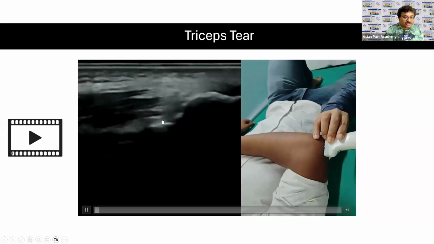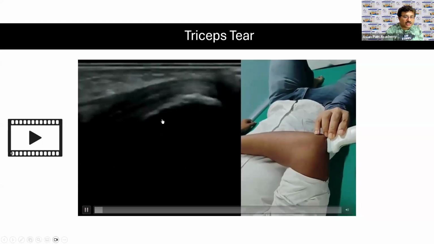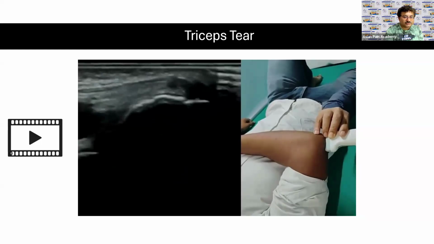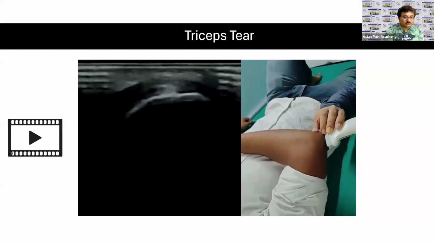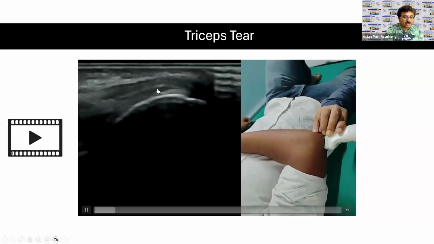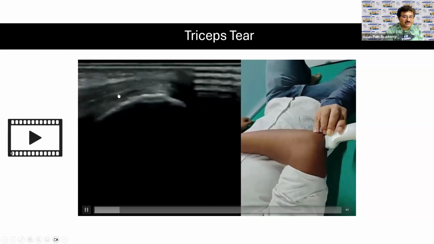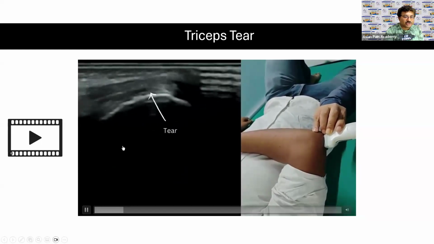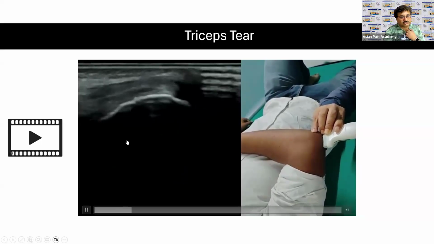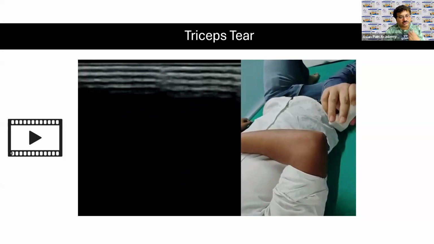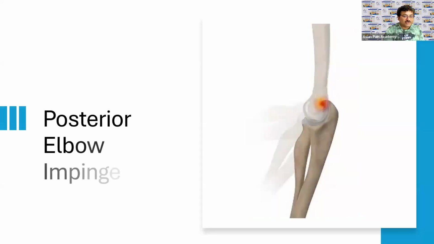Okay, next here is an image of the triceps tear. In the posterior elbow there could be a tear in the triceps as well. A small tear within the fibers of the triceps can be seen at this point. So we have to examine for that also.